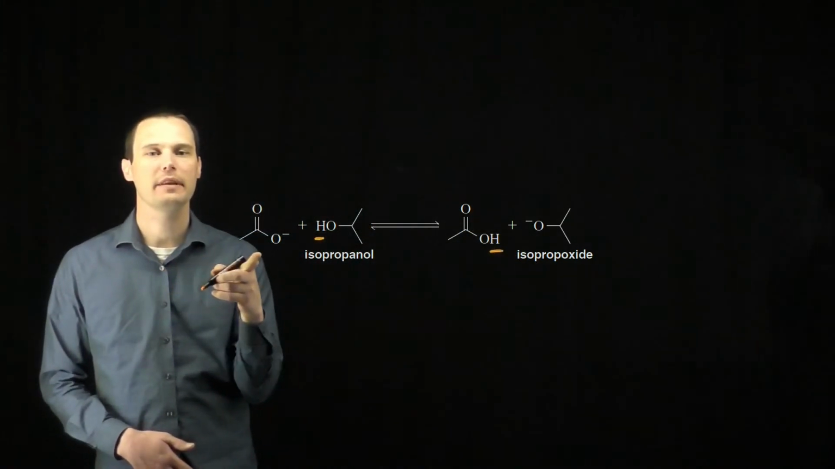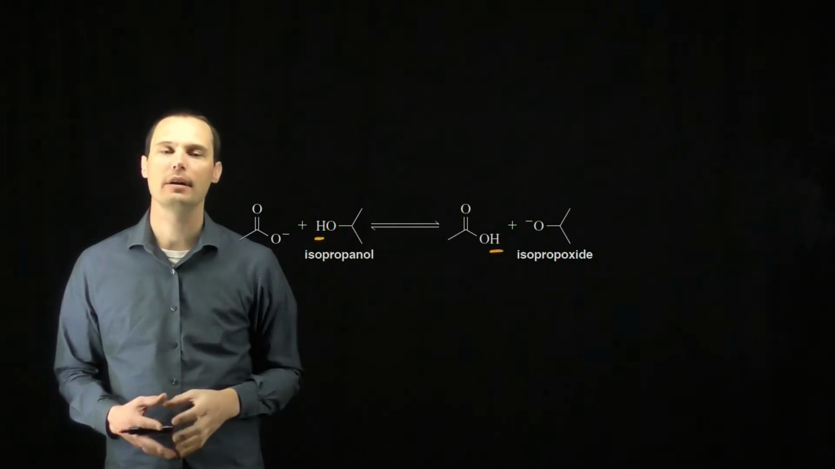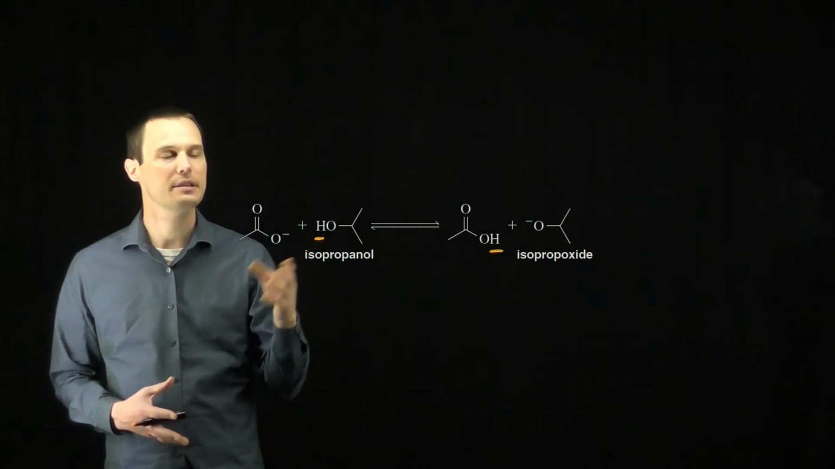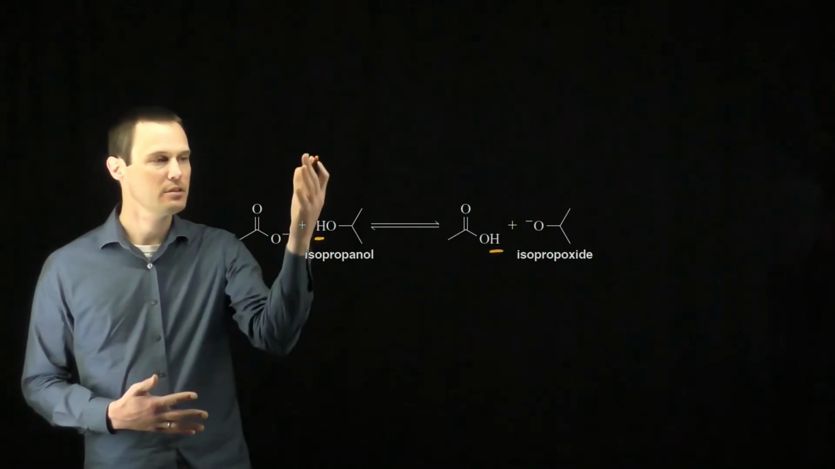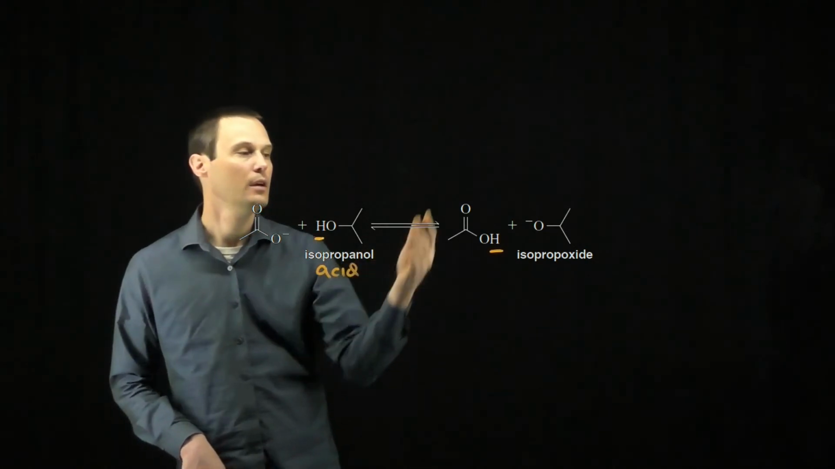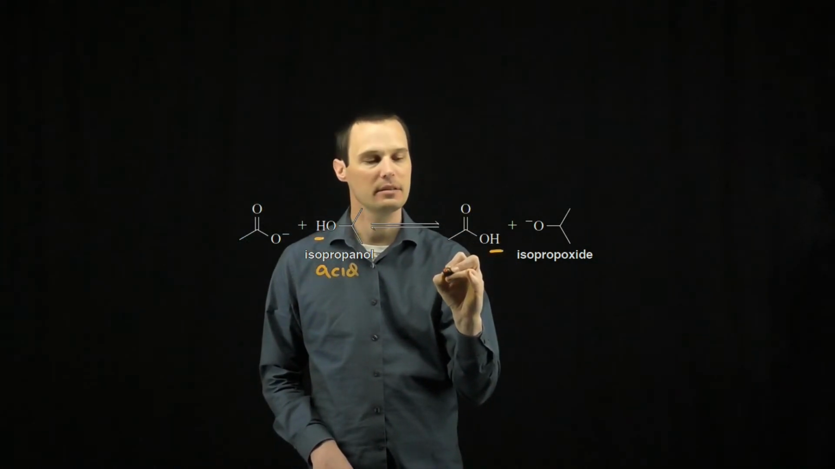There was no hydrogen on the acetate, and now there is one on acetic acid. That tells me this is the hydrogen that moves during the course of this reaction. This is the acidic hydrogen. What that means is on the reactant side then, the hydrogen on isopropanol, this is the acid. And the acetic acid in the product, this is our conjugate acid.